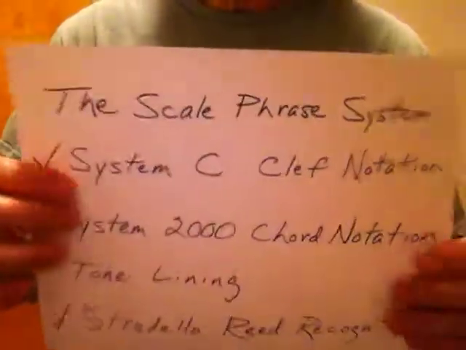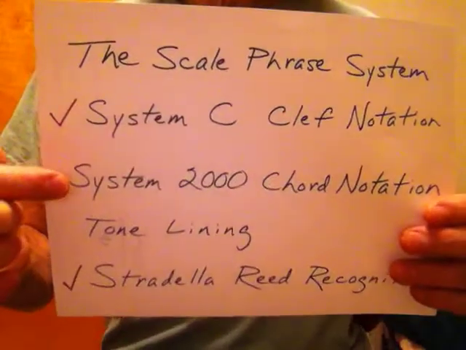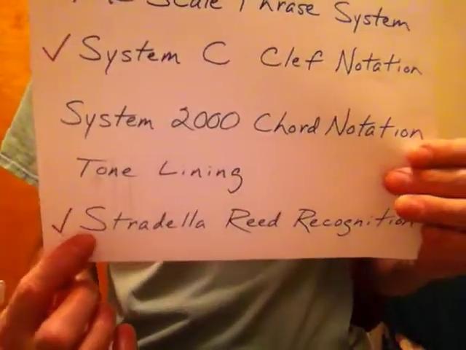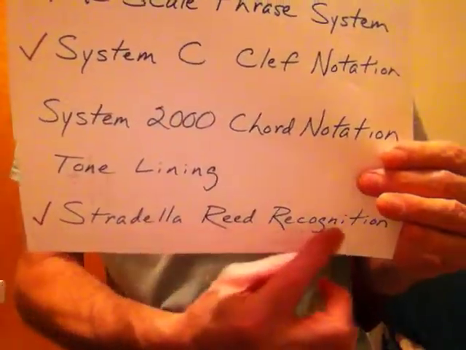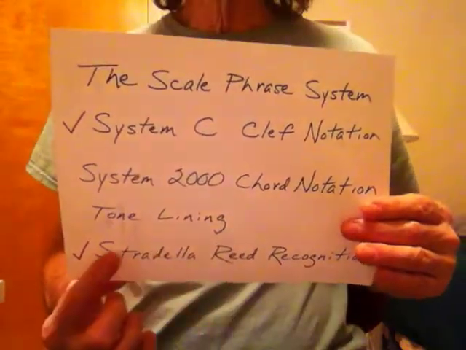And this is just a quick overview. We can discuss it more later if you want to. If not, I'll forget about it. And we will move on to my 2 remaining things that I want to talk about. Scales and chords. Because we already covered Stradella reed recognition. We already covered that in several videos. So now we can move forward.